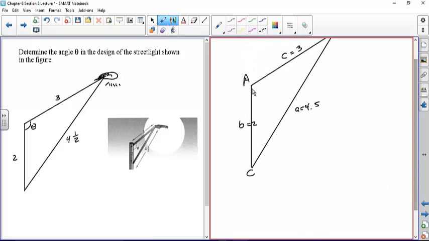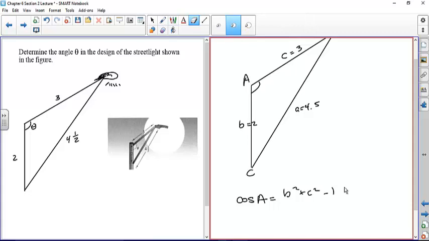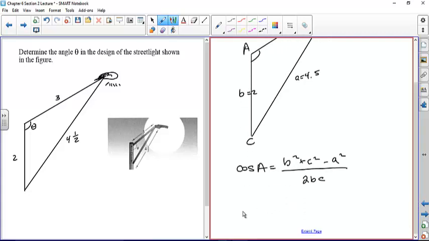And since I'm trying to find this angle A, I use the alternative form. So I say the cosine of angle A is equal to b squared plus c squared, because that's not A, we use the other two letters. Then you subtract the square of the length opposite the angle. So that's a squared, divided by 2bc. So that's the one we choose. And so now we plug in the numbers. We could just read them out of the chart.